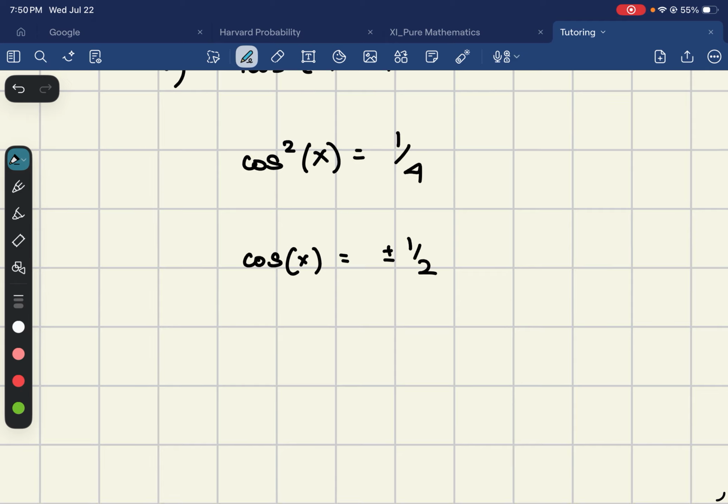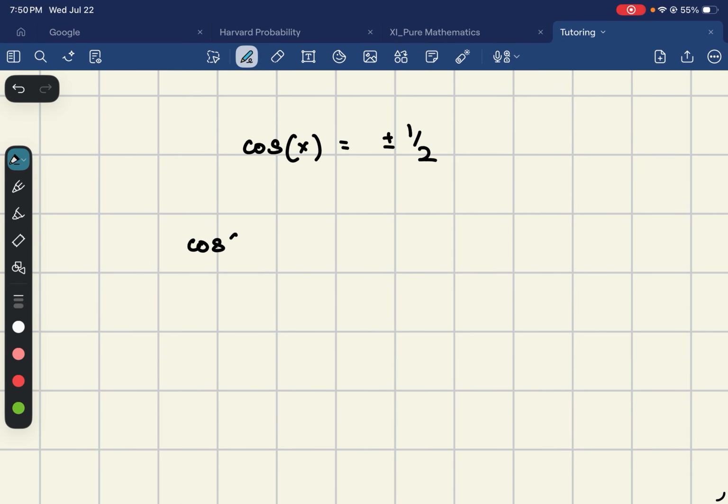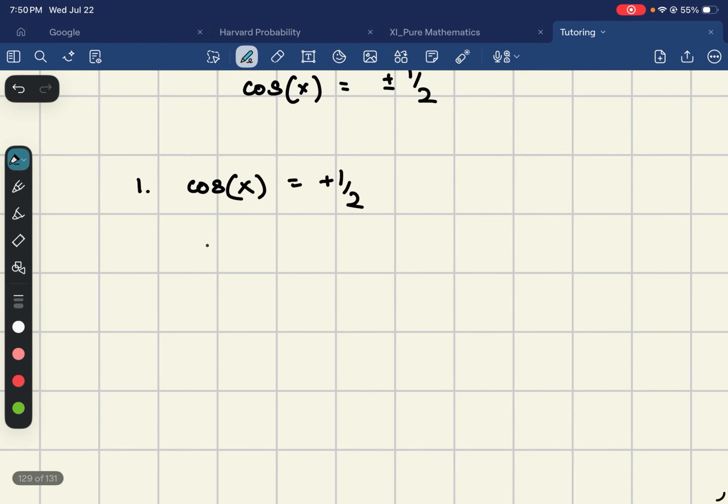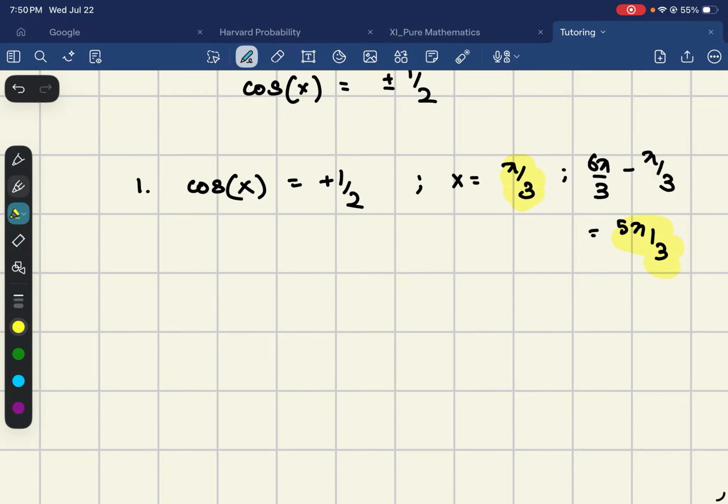All right. So first possibility, when is cosine of x positive half? And if you remember, cosine of x is positive half for when x is equal to 60 degrees, which is pi over 3. And to get the other solution, you just do 2 pi minus pi over 3, right? So 2 pi is just 6 pi over 3 minus pi over 3, so 5 pi over 3. So these are your two solutions, pi over 3 and 5 pi over 3.